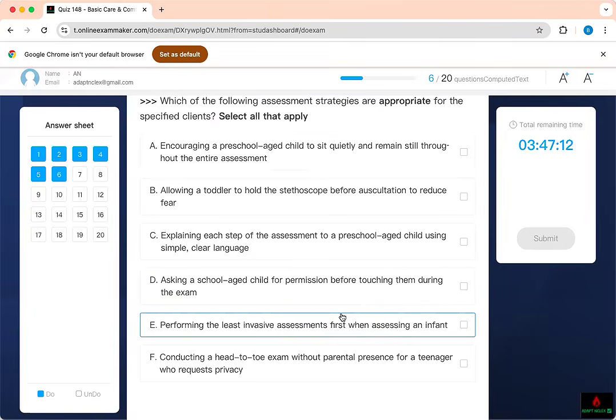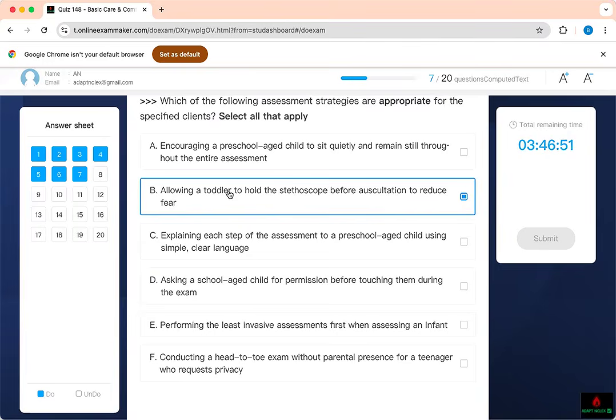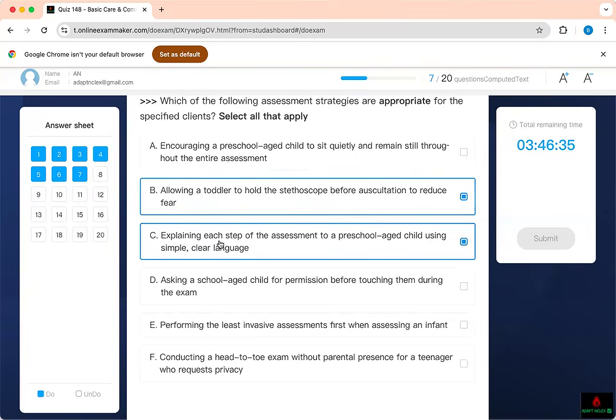So the first one, encourage your preschool age child to sit quietly and remain still throughout the entire assessment. Preschool, for them to sit down, negative. They will not sit down. They will be up and down. Preschooler won't do that, right? Allow a toddler to hold a stethoscope before auscultation to reduce fear. The best way to reduce fear is to let them touch it, so they know you're not going to harm them. Explain each step of assessment to a preschool age child using simple, clear language, no jargon. They will let you do whatever you want to do.